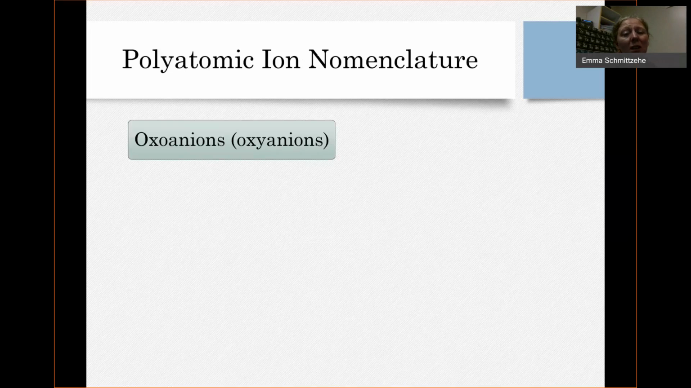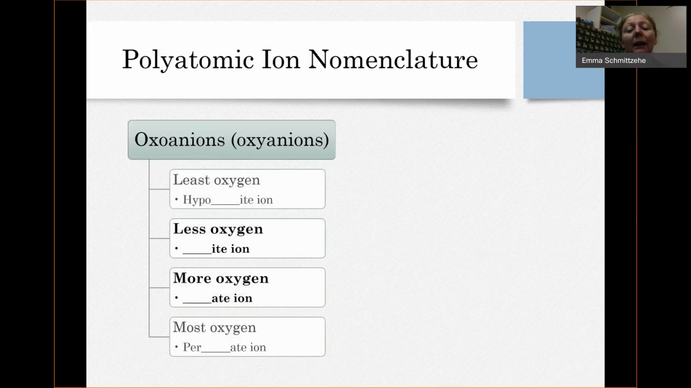And then there's some that can combine with four different possible numbers of oxygens. Maybe something can combine with one or two or three or four oxygens, forming four different possibilities. It's common for oxoanions to have either two possibilities or three. And there's a systematic that encompasses all of that. That systematic is focused on how many oxygens relative to the other possibilities for that element that's bonding to oxygen.